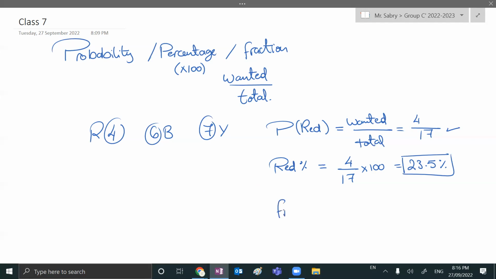If I said, what is the fraction of black books? So then the wanted would be the black, which is 6, over the total all together, which is 4 and 6 and 7, a total of 17.